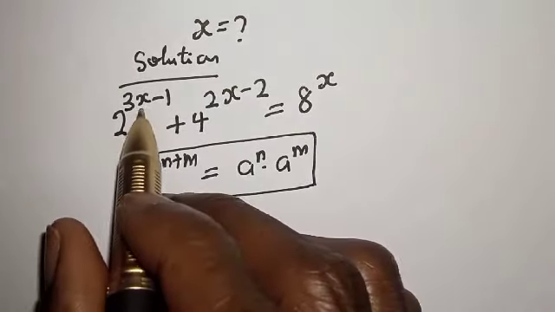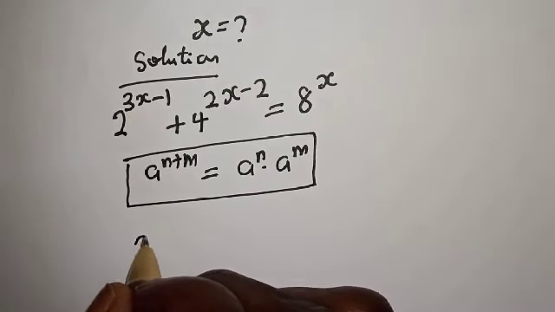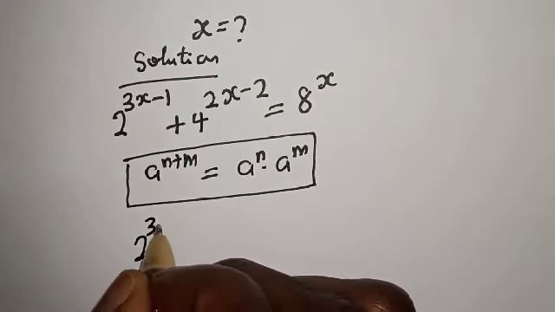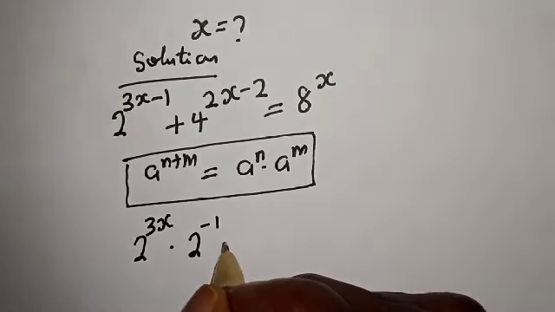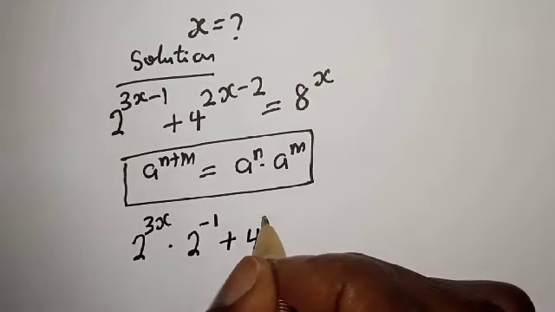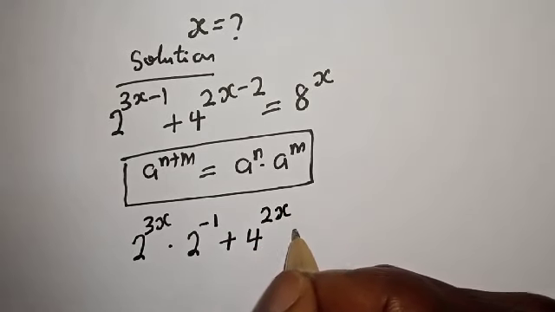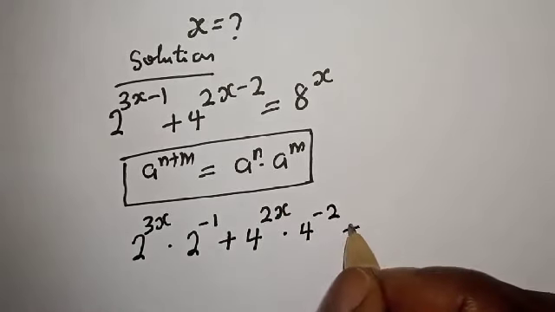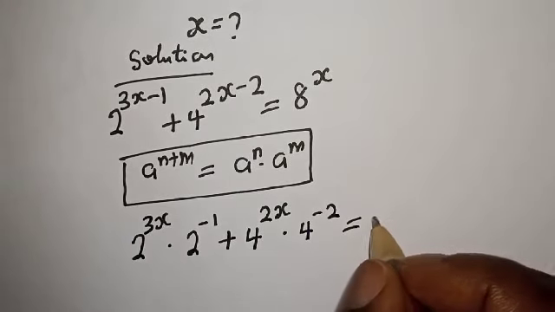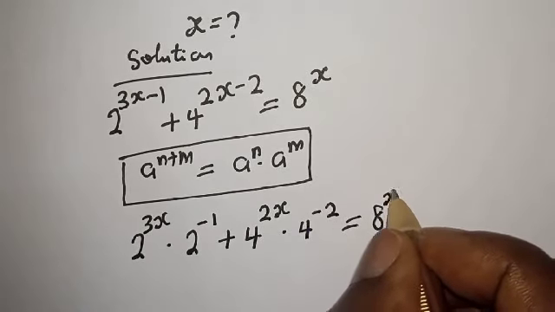Then 2 raised to power 3x minus 1 can be written as 2 raised to power 3x multiplied by 2 raised to power minus 1, plus 4 raised to power 2x multiplied by 4 raised to power minus 2, is equal to 8 raised to power x.